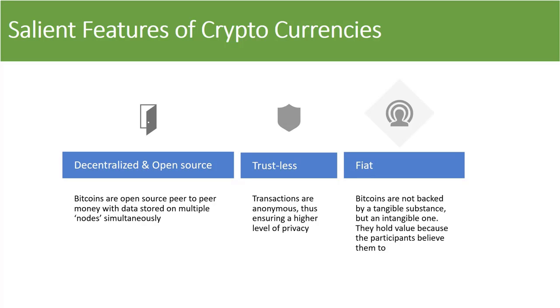So it only has value because we believe that anyone participating in the network will hold the same value for a Bitcoin. Again, they're not backed by a tangible substance like gold, but they're backed by an intangible one. They hold value simply because participants believe them to hold value. Now, this is okay because in effect, the current currency notes we use are backed by the trust of the government. So you can say that the value of a Bitcoin will increase the more people participate and the more people trust the technology that supports the Bitcoin.